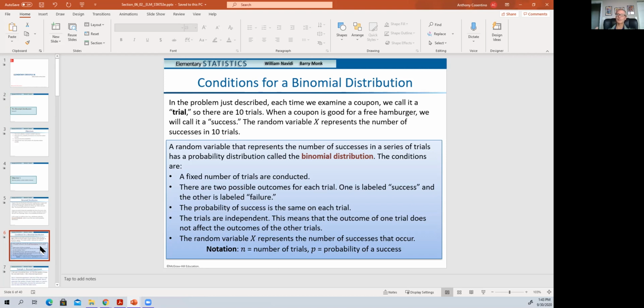And with regards to notation, N stands for the total number of trials, and P stands for the probability of success. Remember, probability can be a number between 0 and 1. In this case, 0 and 1 are both very boring calculations, because 0 means it can never happen and 1 means it always could happen. So you'll see through there, these numbers are always going to fall between 0 and 1.